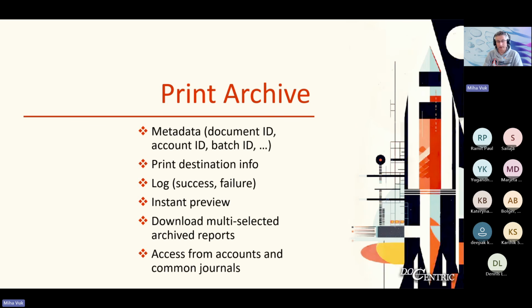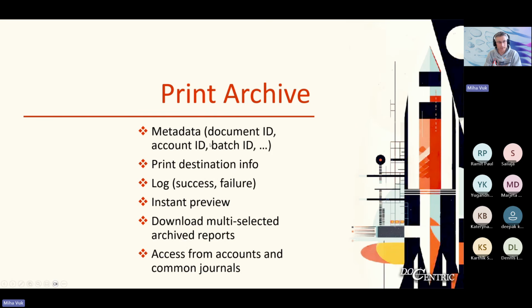Good. Now let's go to the print archive. As we will quickly see, the standard print archive actually has just a few fields, and it's almost impossible to find the document that is stored there. And if you can't find the document in an archive, it's quite useless. Therefore, we have added more metadata that you can search for, like document ID, account ID, even batch ID, and so on.